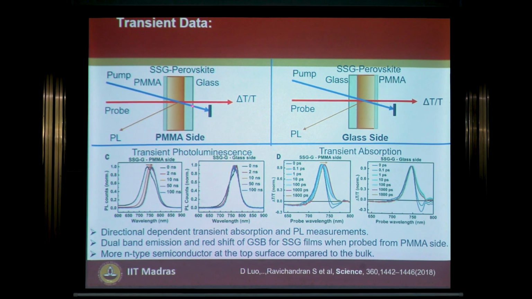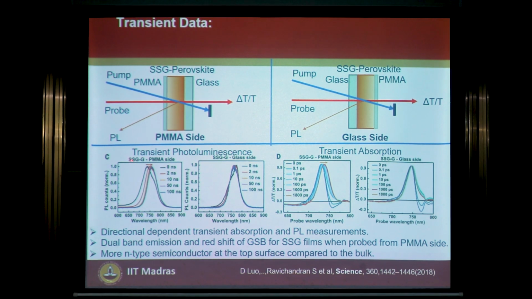We pump and probe the system. Similarly, we also reverse that, where the bulk is at the pump side and on the other side we have a higher band gap system. What we have seen when we look at the time resolved photoluminescence for an SSG grown film is there are 2 bands coming at early times. That means when you pump this system, there are 2 excitations happening. One is at the higher band gap, lower wave number, and the other at the lower band gap, higher wave number.